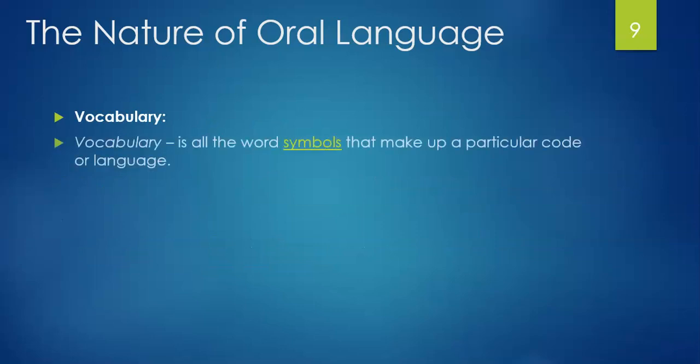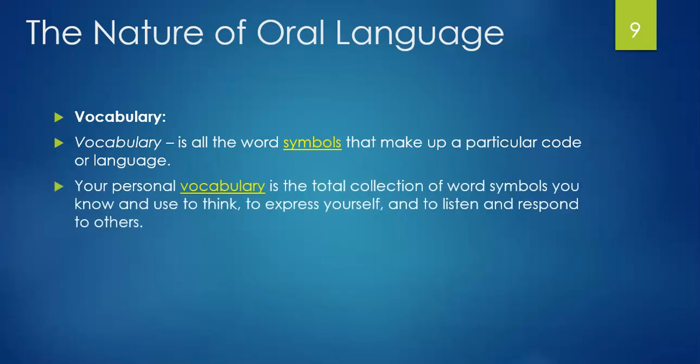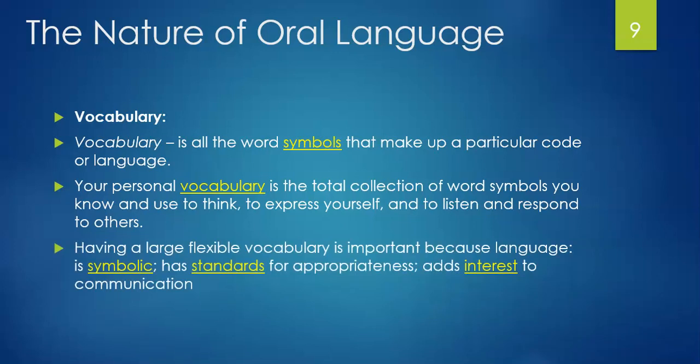Next, vocabulary. There's a definition in italics. All the word symbols that make up a particular code or language. Your personal vocabulary is the total collection of word symbols you know and use to think, to express yourself, and to listen and respond to others. Having a large, flexible vocabulary is important because language is symbolic, has standards for appropriateness, and adds interest to communication.